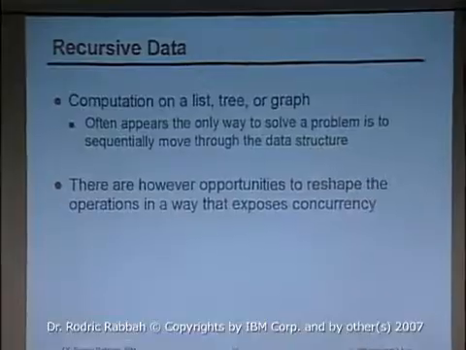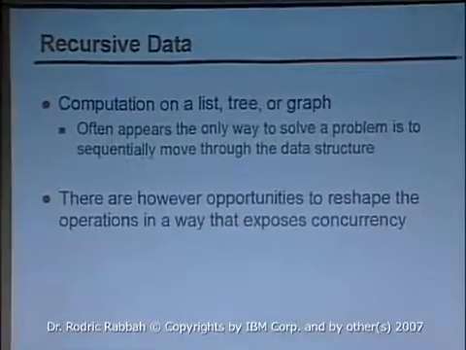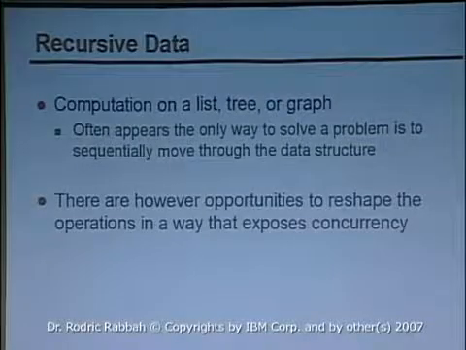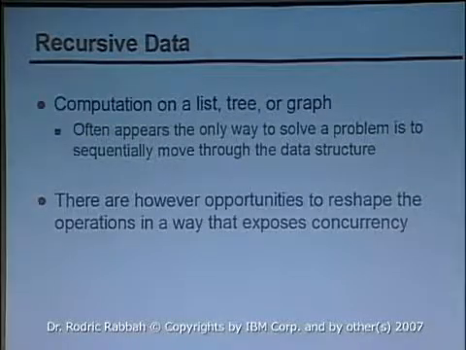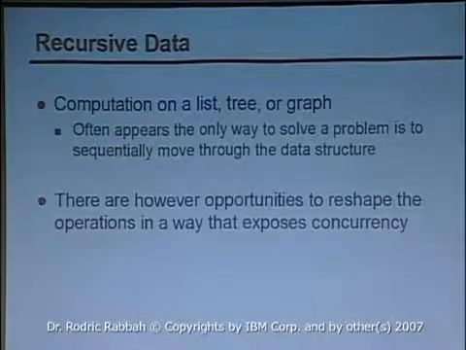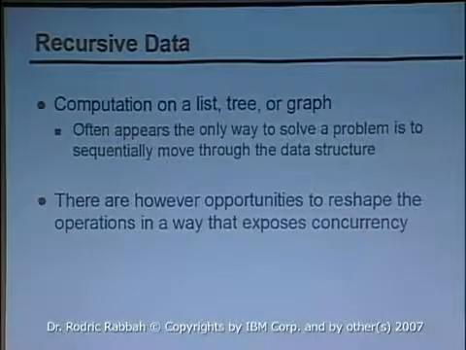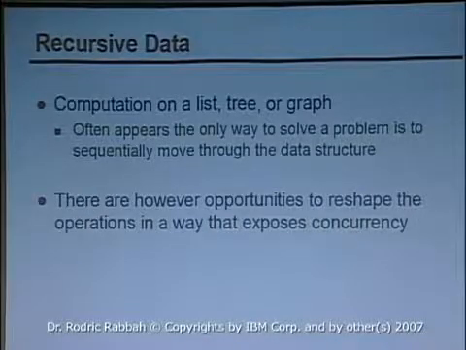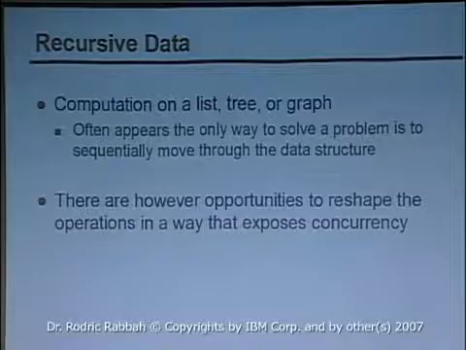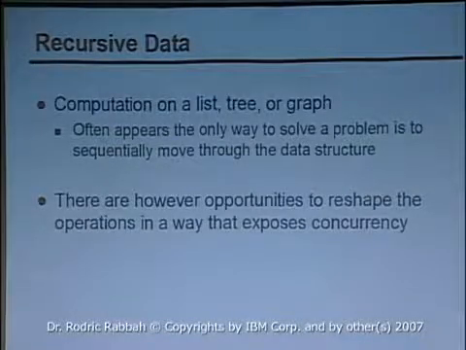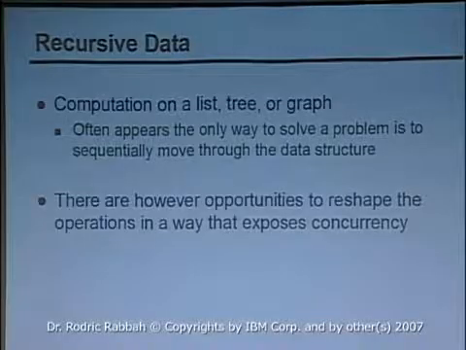Recursive data structures are a little bit more tricky. At face value, you might think that there's really no parallelism you can get out of a recursive data structure. So if you're iterating over a list and you want to get the sum, well, I just need to go through the list. Can I really parallelize that? There are, however, opportunities where you can reshape the operations or reshape the computation in a way that exposes concurrency. And often what this comes down to is you're going to do more work, but it's OK because you're going to finish faster.